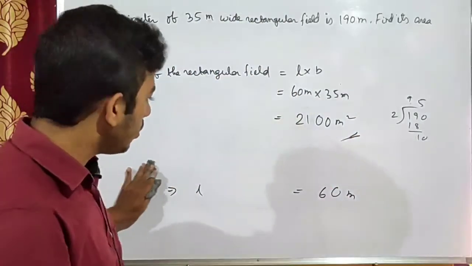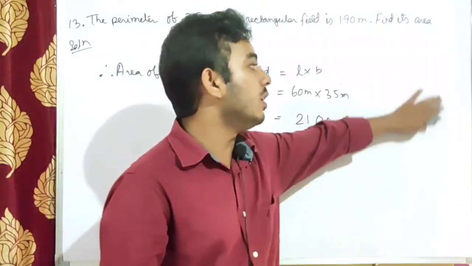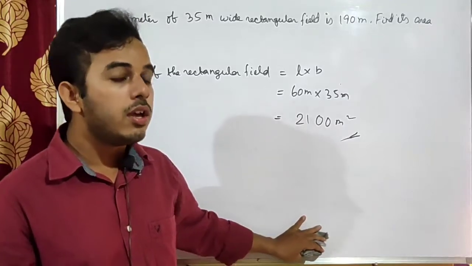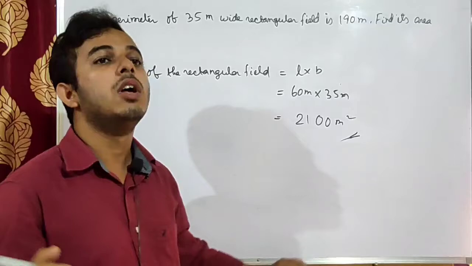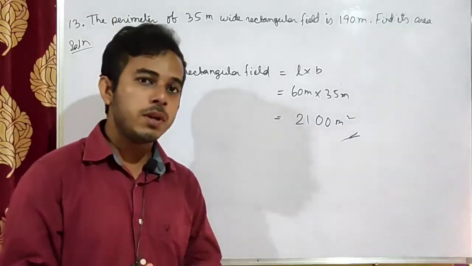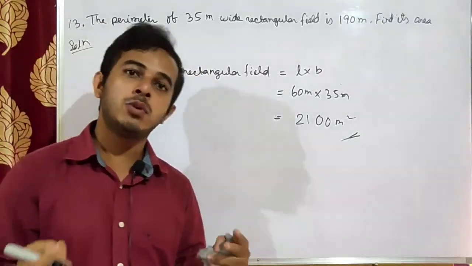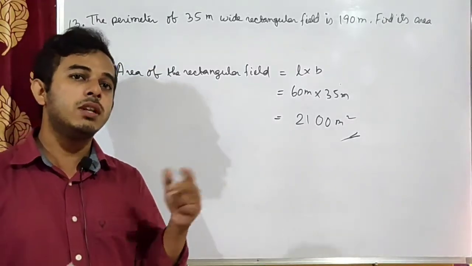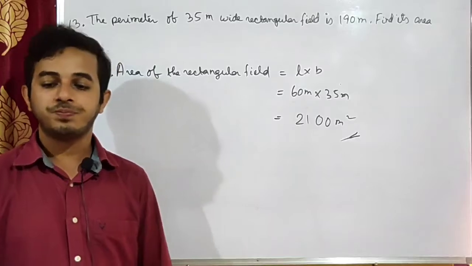I hope this is clear to you how to find the area of a rectangular plot when its perimeter is given and one dimension is given. From the perimeter we have to find the other dimension. You must remember this: when the perimeter is given and only the length or breadth is given, from the perimeter we can easily find the dimension which is not given. After finding that dimension we can easily find the area. So this is how we can solve.